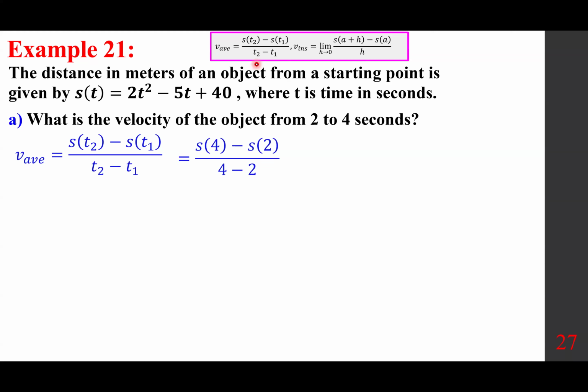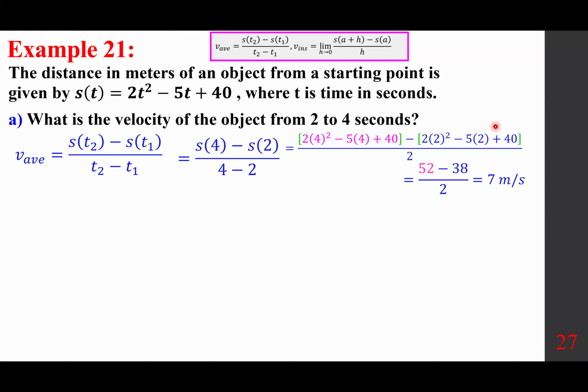That's elementary algebra. So you plug in 4, you plug in 2, you calculate, and you have the answer. This ends up being 52. This ends up being 38. Their difference divided by 2 is 7 meters per second. So this is elementary algebra, everybody. We're not going to worry about that too much, okay?